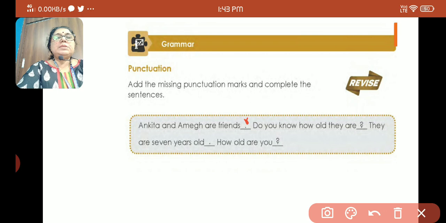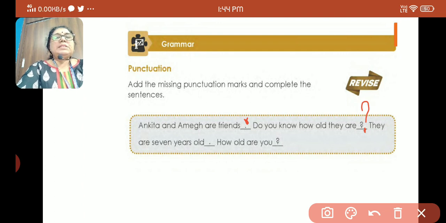Now, do you know how old they are? Now, what is this sentence like? It is a question. Do you know how old they are? So, how do we end a question? We end a question with a question mark. So, we put a question mark. Got it? How do we end a question? We end a question with a question mark. So, here we got a question mark.